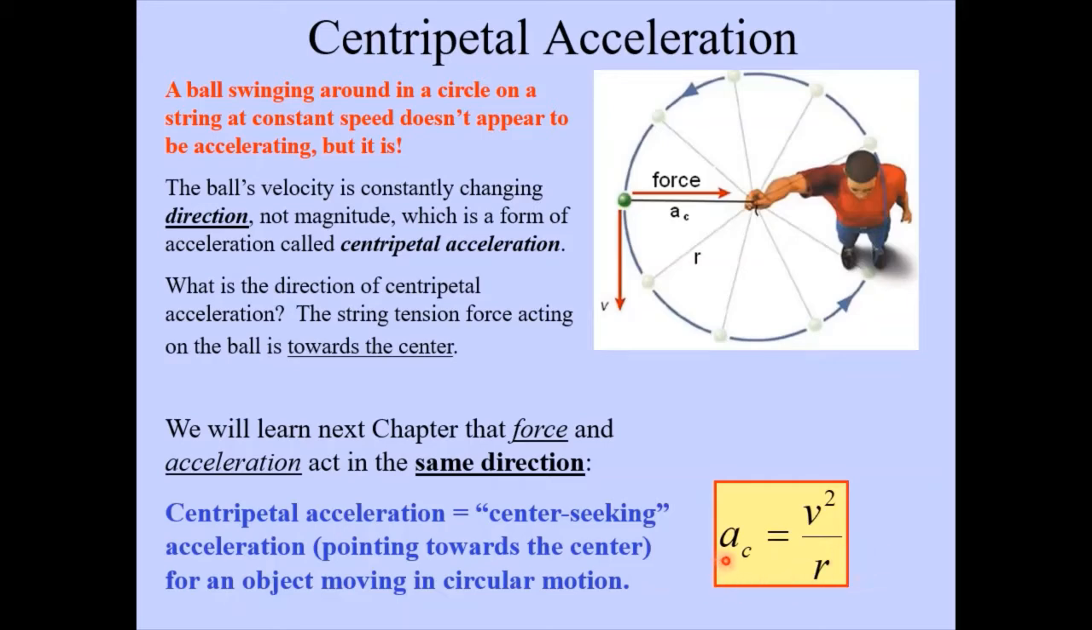Notice we still use a for acceleration. This little c here is sometimes put there just to remind us that this is centripetal acceleration. And the formula for calculating it is v squared over r. In other words, this is the speed of the object, or velocity. We square it, and we divide by r, where r is the radius of the circle that the object is undergoing.